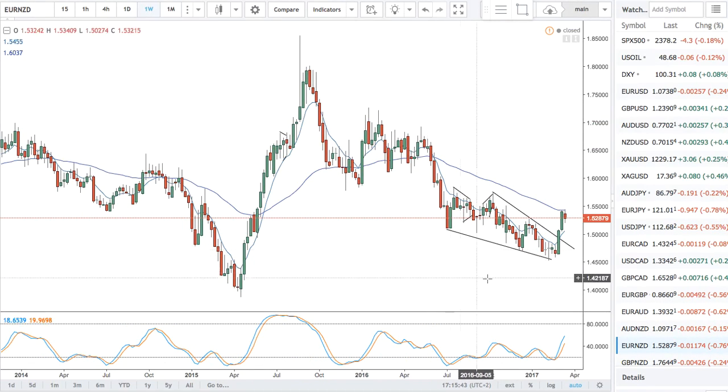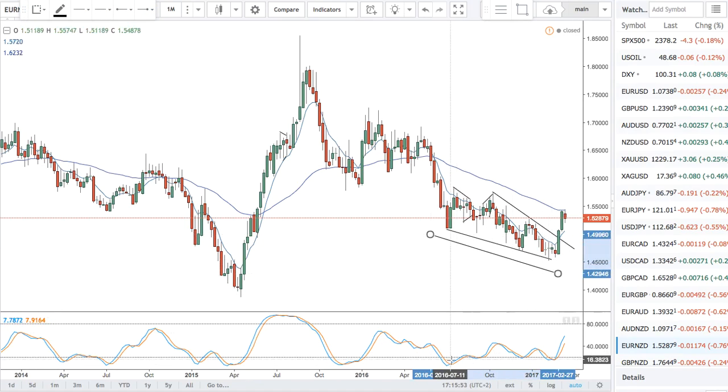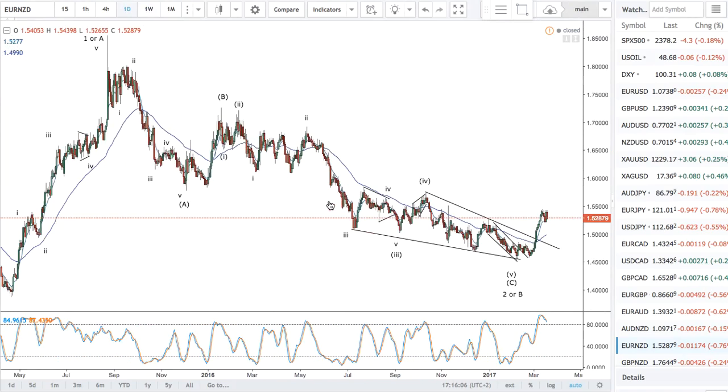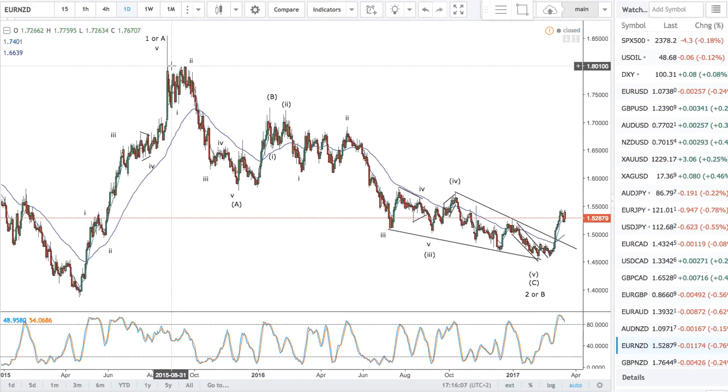Euro New Zealand, very bullish. I've been over this for weeks. I was counting this. We have bullish divergence on here. So you have bearish price, bullish stochastics on a weekly time frame that is massively bullish. And the target on this is way up above 1.8. But for now, that's the picture overall. Five-wave impulse, massive three-wave correction.